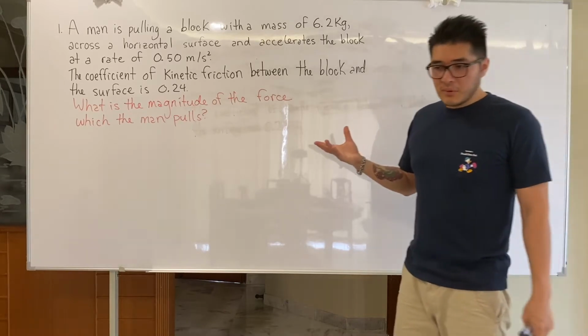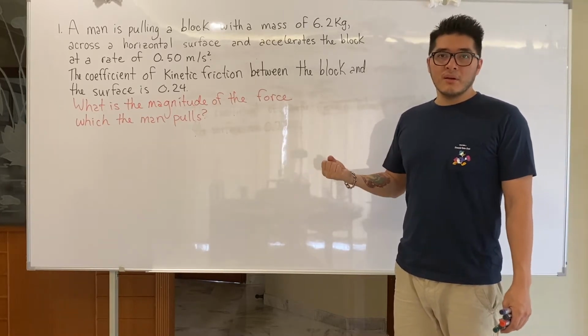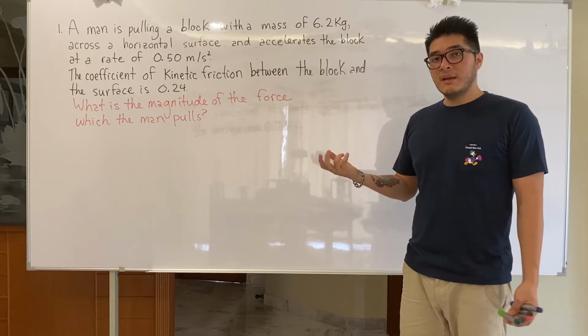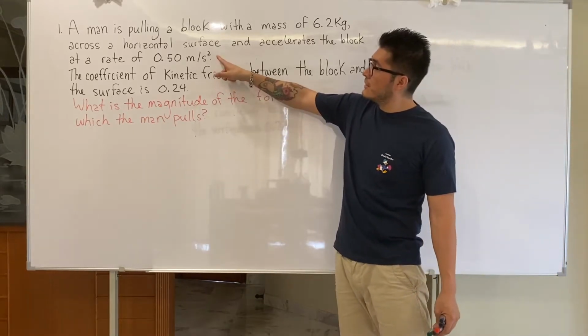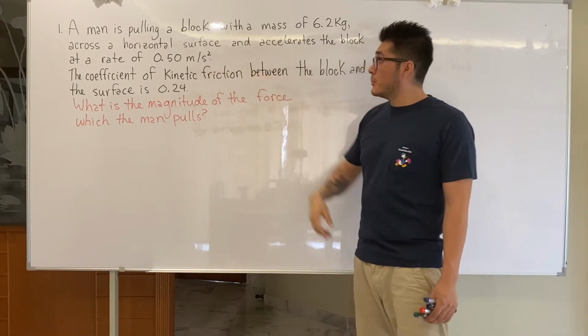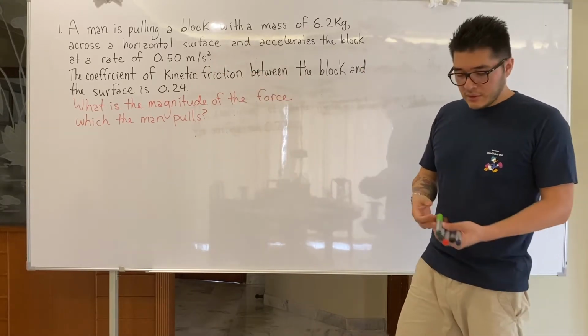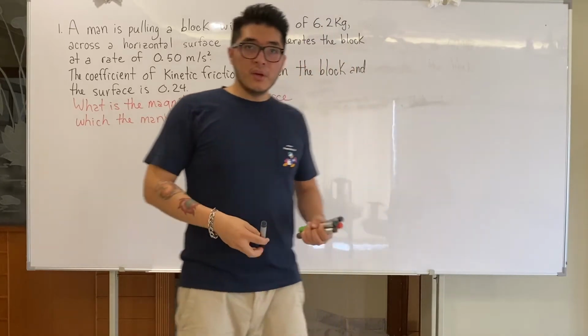So this is a very simple question. There's someone pulling on a block, the block happens to have friction, and they're asking you, hey, what is the force that this person's pulling such that there's this much acceleration, 0.5 meters per second squared. So the first step that we should try to do is draw the situation.